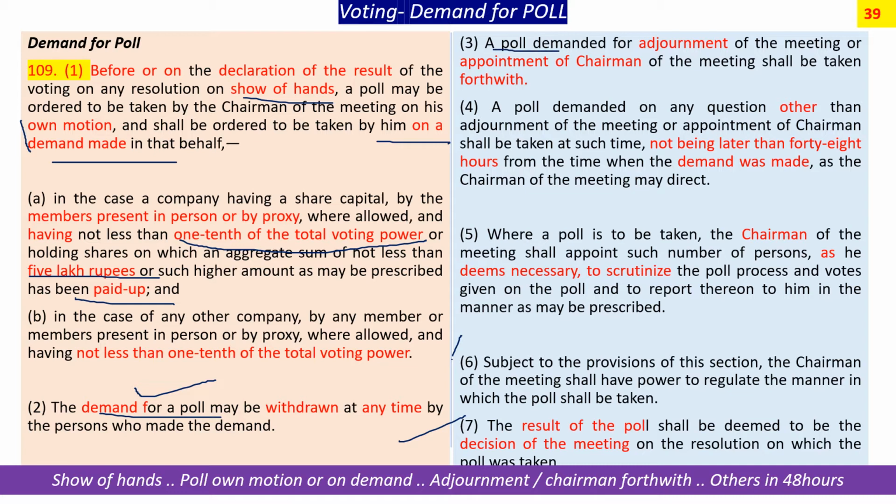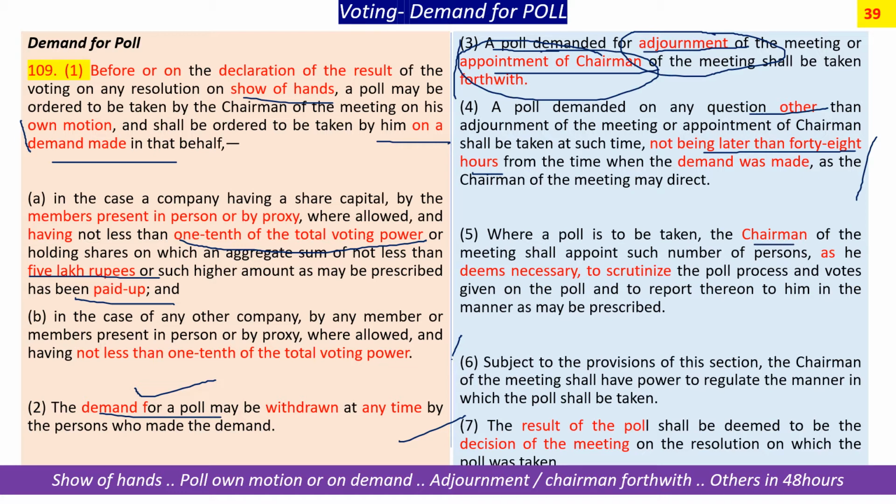And if a poll is demanded for adjournment or for appointment of chairman, it cannot be postponed. It has to be held immediately. Two purposes: adjournment of the meeting and appointment of chairman have to be taken immediately. But any other than this can be taken up later, but within 48 hours of the demand for poll.